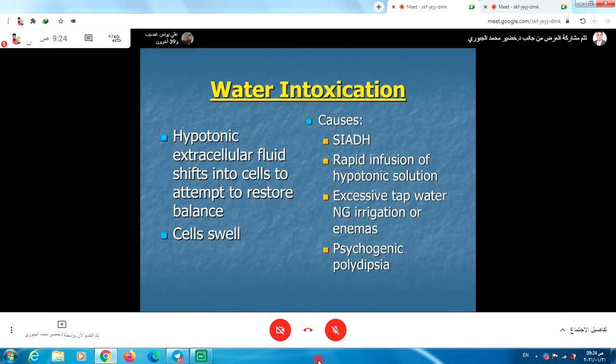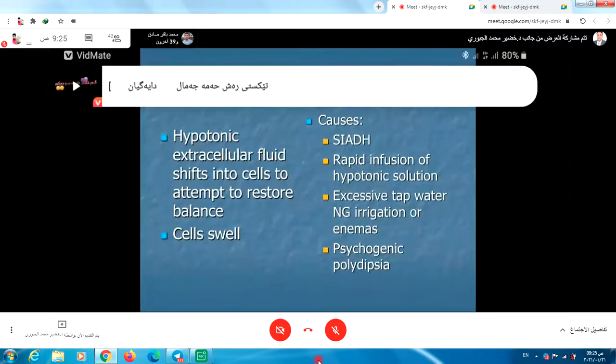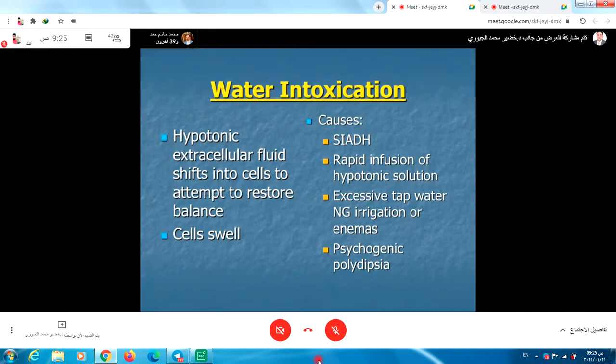Now, we have another term called water intoxication. In water intoxication, hypotonic extracellular fluid shifts into the cell. Water intoxication means the patient takes in fluid, and the extracellular fluid will shift into the cell to attempt to restore the balance. The cell will swell.